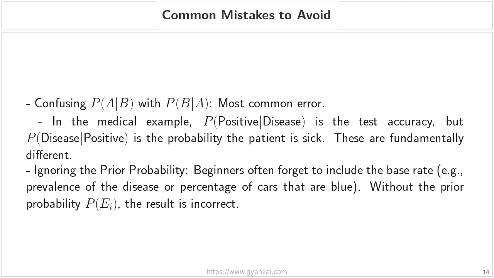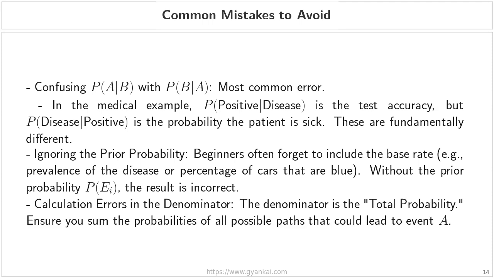Second, please be careful not to ignore the prior probability. In our previous slides, we saw how the rarity of a disease or the low percentage of blue cars heavily influenced our final answers. Beginners often focus only on the new evidence and forget to include the base rate or the initial probability of the event occurring. If you leave out the prior probability, your calculation will be mathematically incomplete and your result will be incorrect.